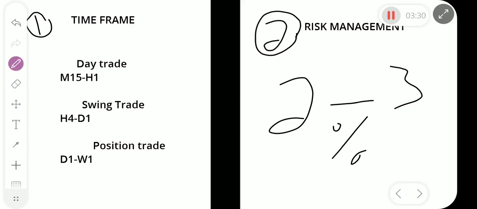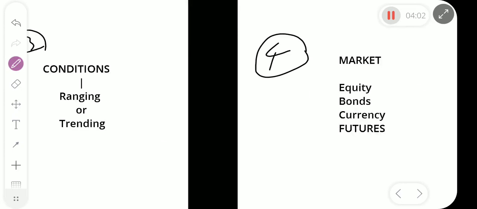So right now we have 2 steps. We have our time frame: we're going to do day trading, we're going to scalp. And secondly, we have our risk management: we're going to risk 2 to 3%. This is just an example. If you want to risk 5% per trade, you can do it. We're just making an example of our trading plan.